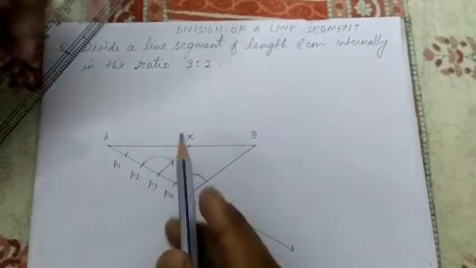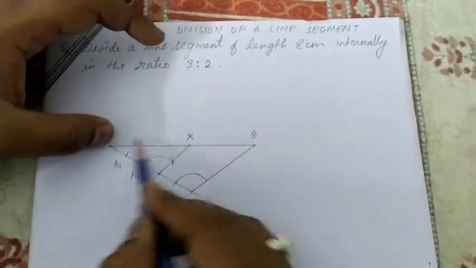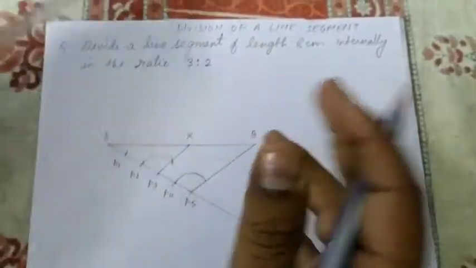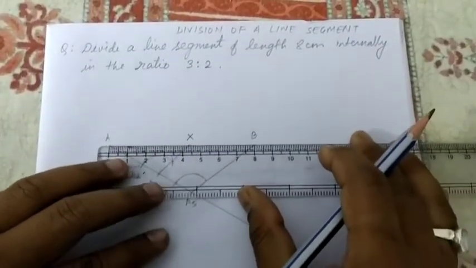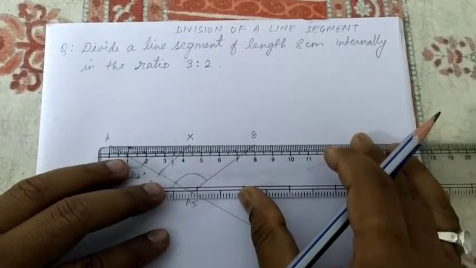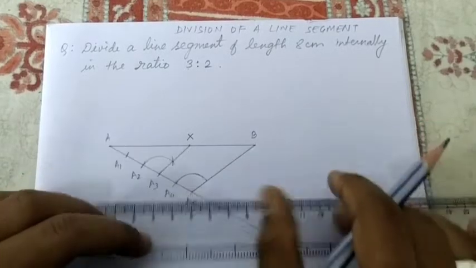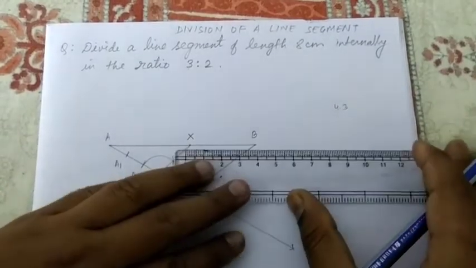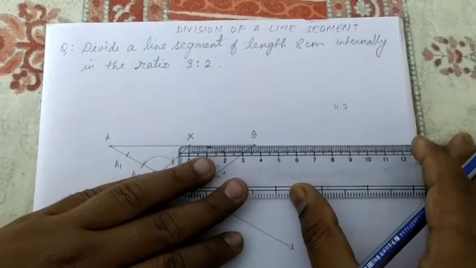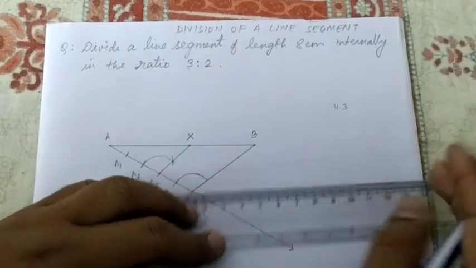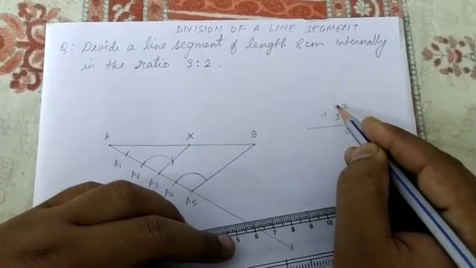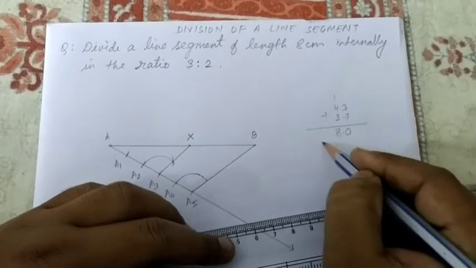That means we can find the 8 centimeter divided in some parts. If I want to find out the measurement of AX, see what is the measurement of AX? It is around 4.3. I am getting 4.3, and if I take the measurement of this one, it is coming 3.7. Now you can calculate 7 plus 3 is 10, carry 1, 4 plus 1 is 5, and 3, so 8. It is perfectly 8 centimeter.